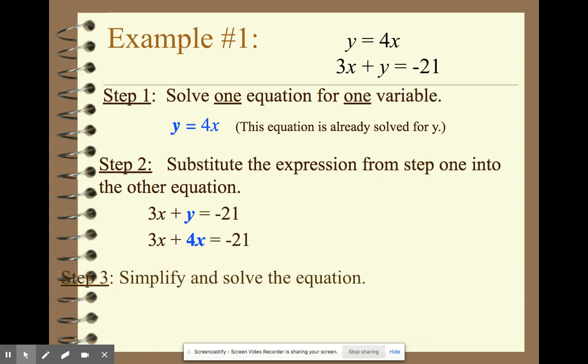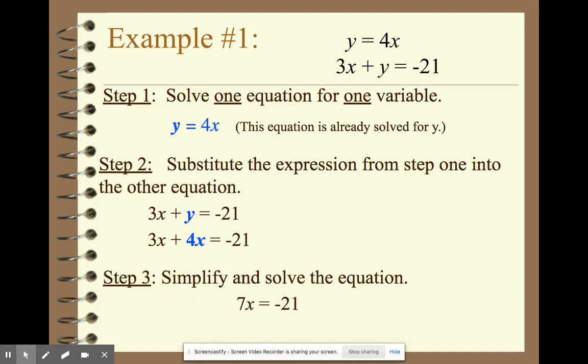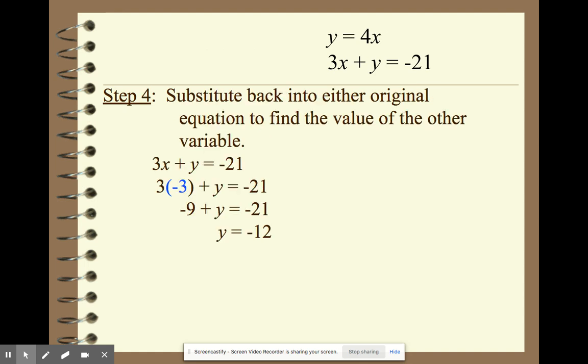Now that we've done that, we can move on to step three, simplify and solve the equation. We'll do 3x plus 4x, which is 7x equals negative 21. Then we'll divide by 7 to get x equals negative 3. So now we know that x is negative 3. We can move on to step four, substitute back into either original equation to find the value of the other variable. We could use the top equation or the bottom equation in this step. Let's go ahead and just use the bottom one.